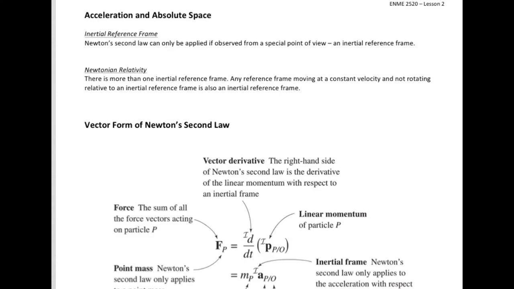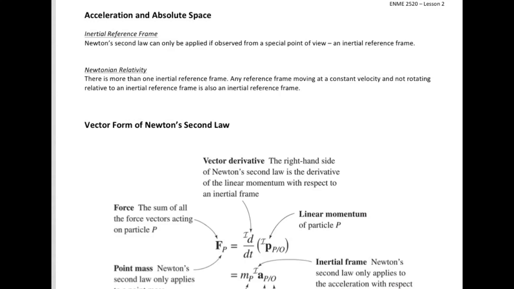Well, since Principia, we have adopted a much more precise vernacular and language about reference frames in which Newton's laws apply. And so what we do is we call this an inertial reference frame. Newton's second law can only be applied if observed from this wonderful, special, magical reference frame. It's an inertial reference frame. Now, we're going to develop these ideas a little bit more clearly, but we're going to do that later, but an important thing to remember is actually this idea of what we call Newtonian relativity.